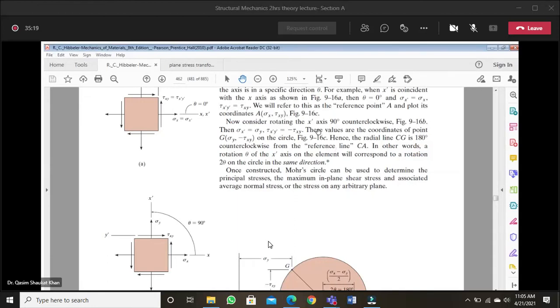ठीक है जी. Now these values, the coordinates of the point G, will be sigma y and minus tau xy. These values are the coordinates of the point G on the circle. Now the point to be noted here is that on the element, the x axis is rotated by 90 degrees counterclockwise. ठीक है जी, and after rotating 90 degrees counterclockwise, we have seen that sigma x dash becomes equal to sigma y and tau x dash y dash becomes minus tau xy. And the coordinates of the point G are sigma y and minus tau xy on the Mohr circle.